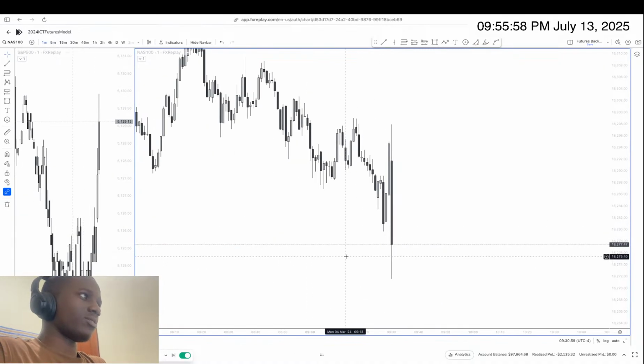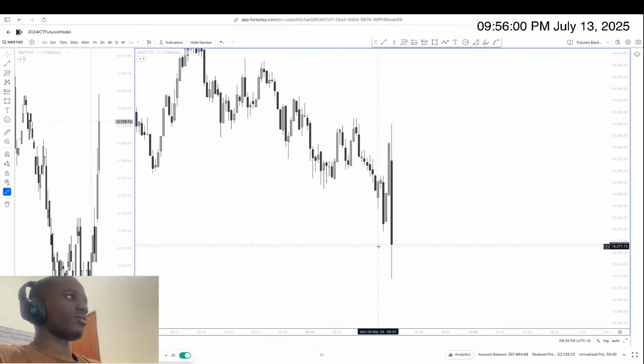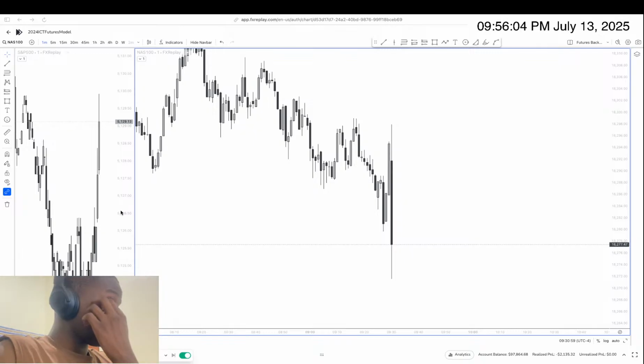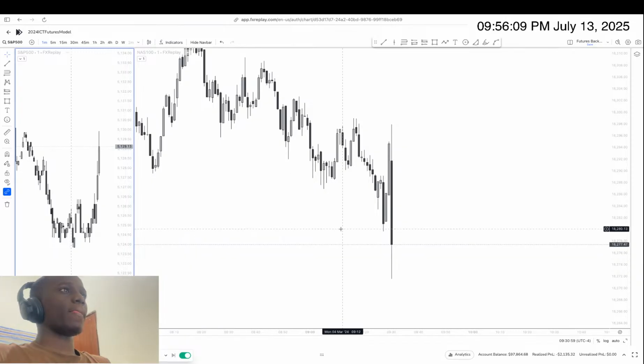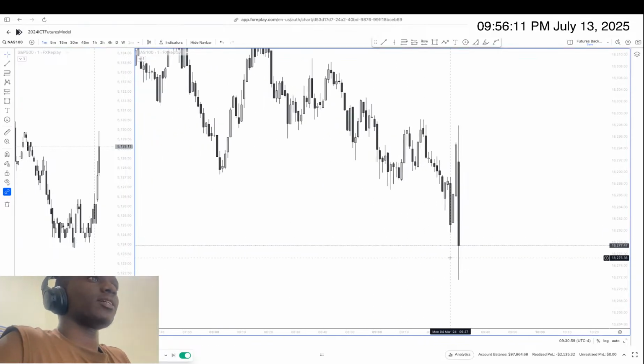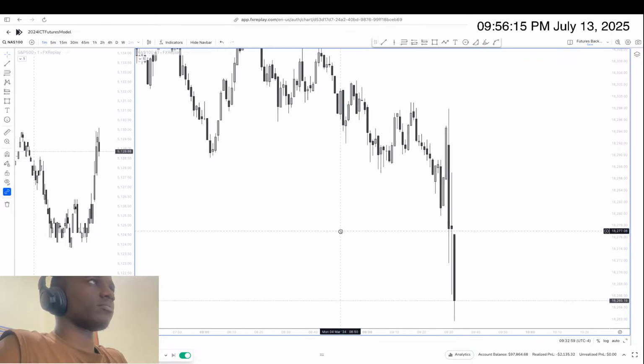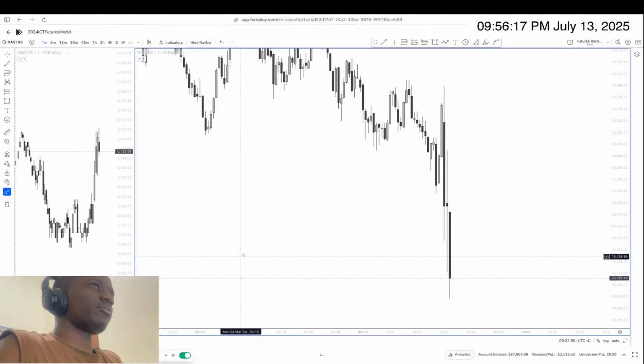It looks like some kind of SMT from here to here. You can see this low wasn't taken out on ES. You can see it because of the screen, but you can see that this low here wasn't taken out. Now, yeah, I'm just looking for bullish prices now, except if the market proves us otherwise. But we also had an SMT here for these highs.